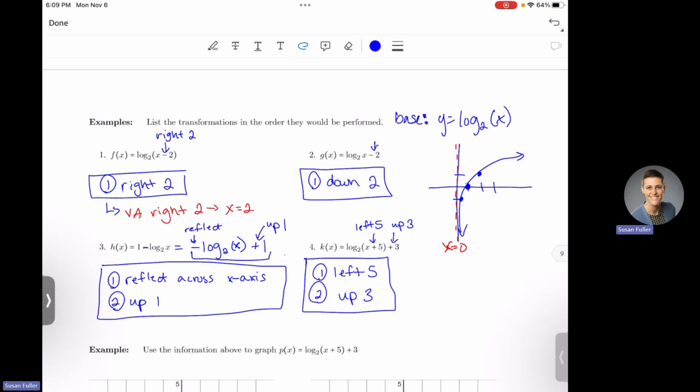Are either of these things going to affect my vertical asymptote? Yes, the shifting left and right will move my vertical asymptote. So my vertical asymptote is going to go left 5 units with my graph, which means it's going to go from x equals 0 to x equals -5.